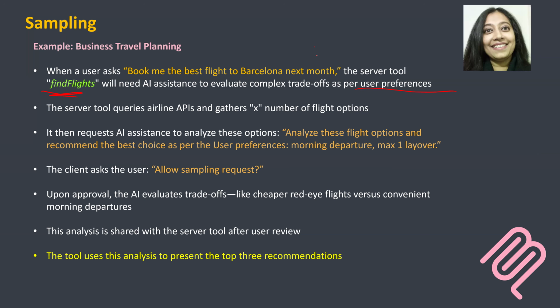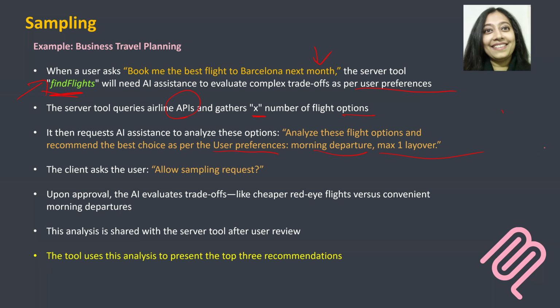So what happens behind the scenes over here? So user gave this prompt. A server tool was called Find Flights. Now this particular server tool queries airline APIs. Of course, it's going to gather X number of flight options. So now it has all the flight options. It will then request AI assistance to analyze these options. So analyze these flight options and recommend the best choice as per the user preferences. Let's assume user's preference was morning departure, max 1 layover.